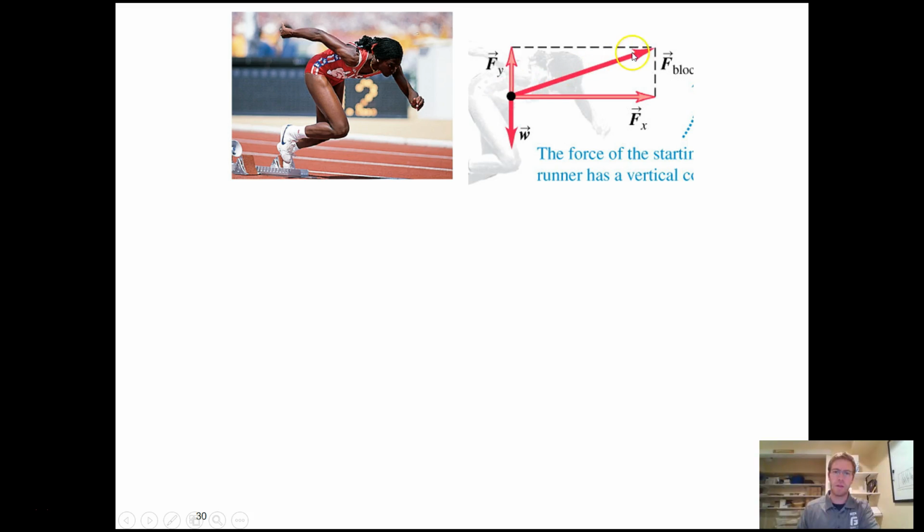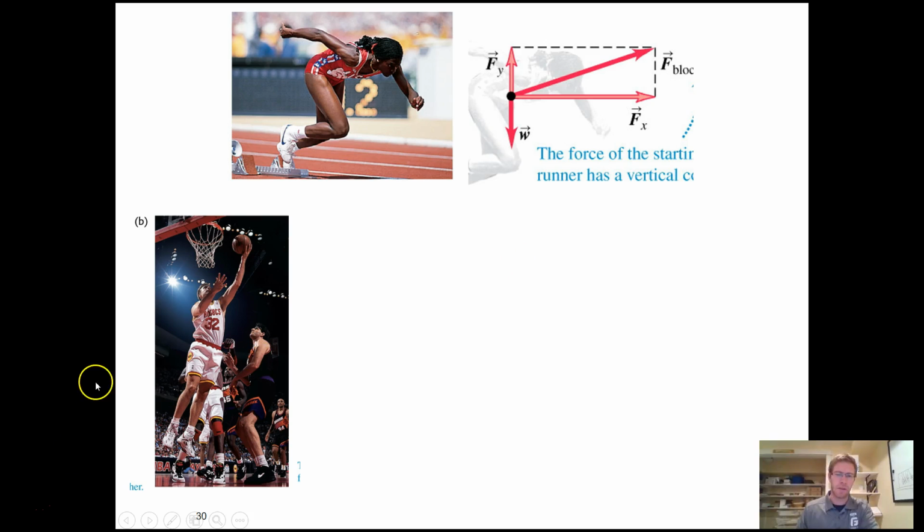All right, so you can think of this as being partly a result of her weight needing to be supported as she's taking off, and also the forward thrust that she's providing herself with, kind of like an X and Y component of this one contact force between her foot and the block. If you drew this as two separate forces, a normal and a forward thrust, that would be acceptable on this example.